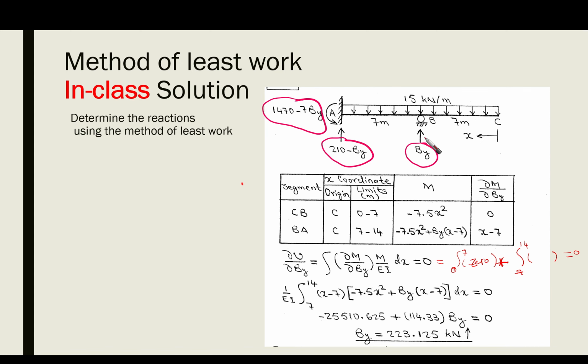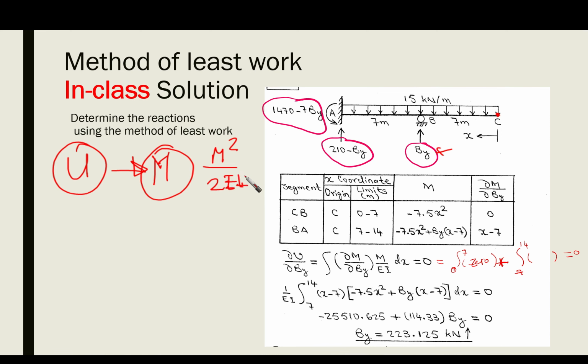about what you should do in the in-class assignment. So first of all, we have chosen By to be our redundant, as we said here, and we have chosen point C to be our origin for the integration. First, we need to get U as a function of the moment, and this is already done. We know that U is M squared over 2EI, as we said before, in summation from 0 to L. So this is known for us.